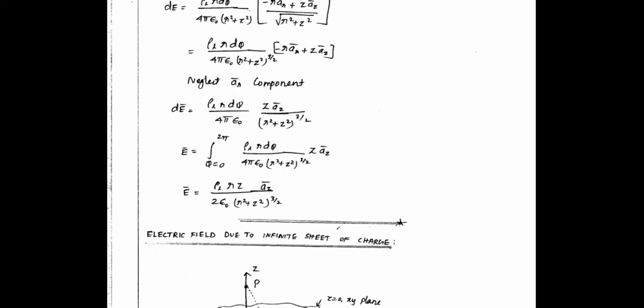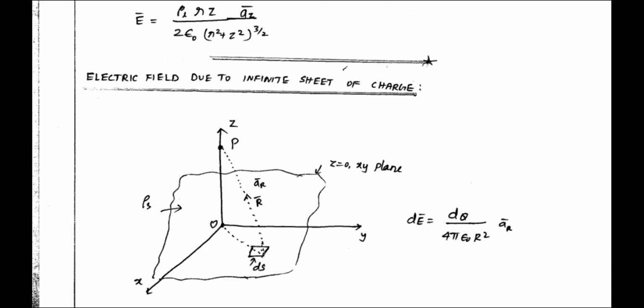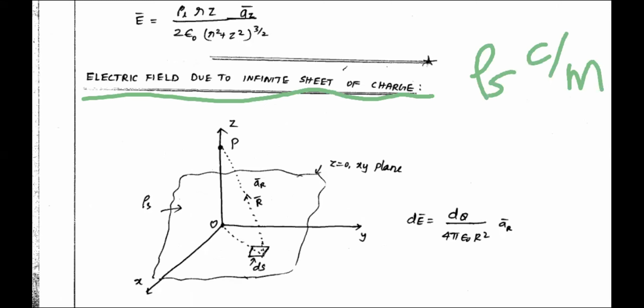So last class we saw the electric field due to an infinite line. Now the electric field due to a surface. You can see this is the electric field due to an infinite sheet of charge. Since it is a sheet, what should we take? Charge density rho s coulomb per meter square.